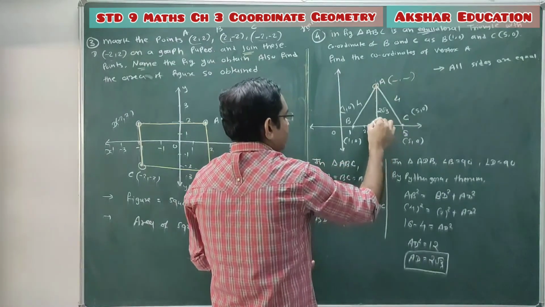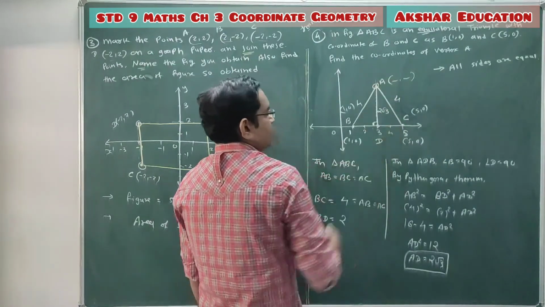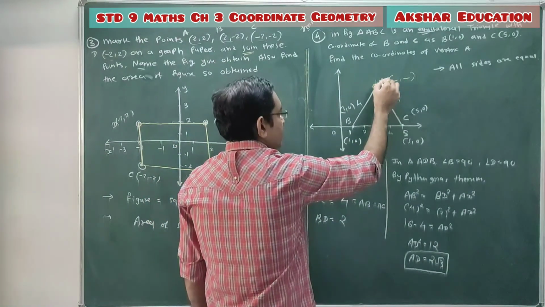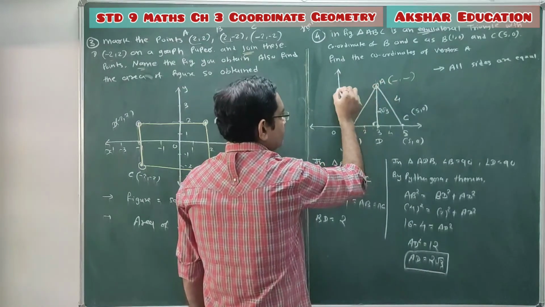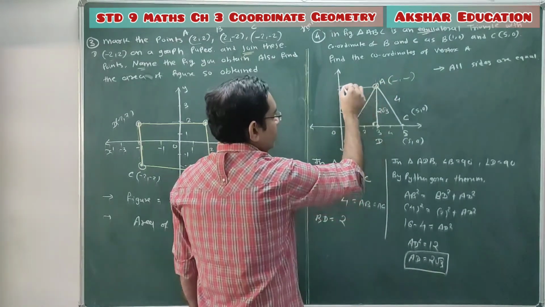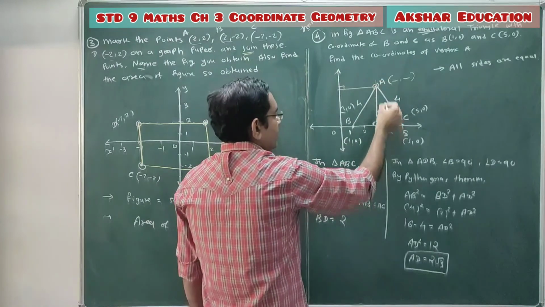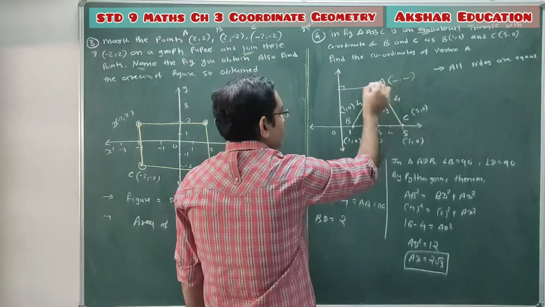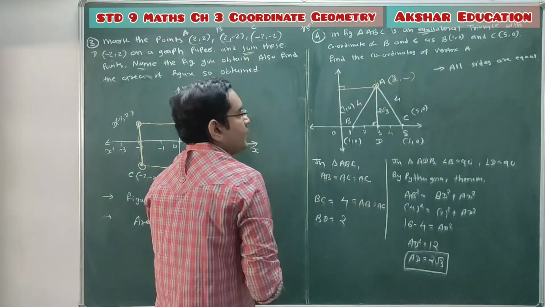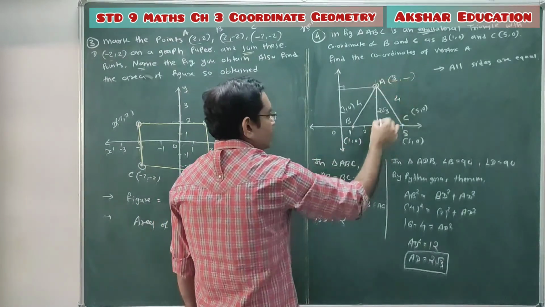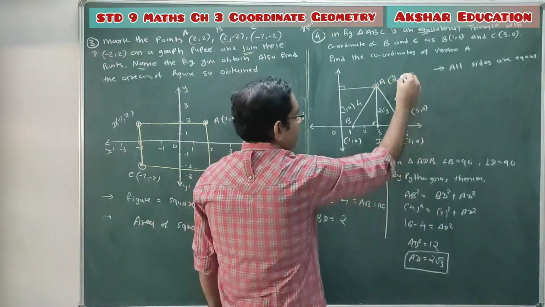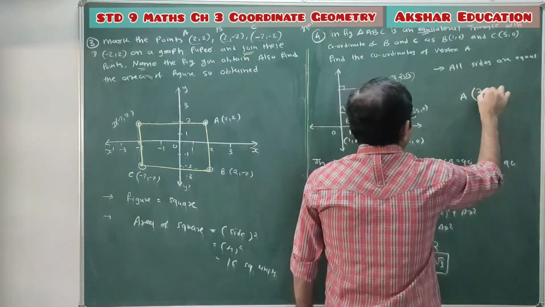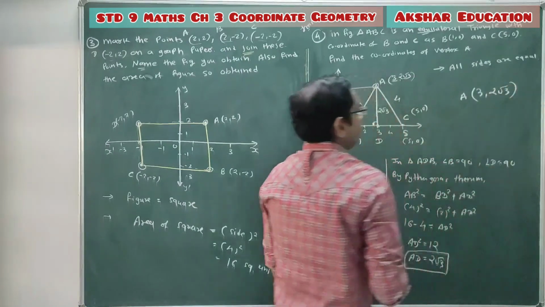And this perpendicular length is nothing but the distance from the x-axis. We have to find the coordinates of point A. So point A is at a distance of 3 units from the y-axis, and at a distance of 2 root 3 from the x-axis. So the x coordinate, the distance from the y-axis, is 3. And the y coordinate is the distance from the x-axis, which is equal to AD, which is 2 root 3. So we can write the coordinates of point A are 3, 2 root 3.